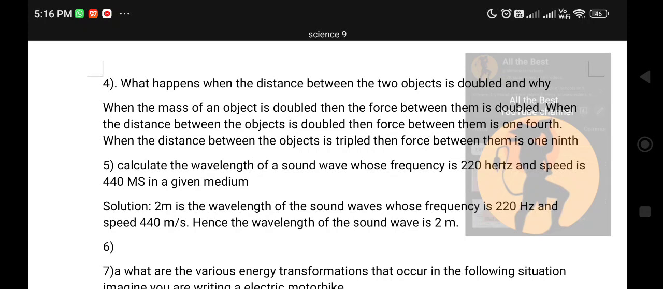Calculate the wavelength of a sound wave whose frequency is 220 Hz and speed is 440 m/s in a given medium. The solution: 2 m is the wavelength of the sound wave whose frequency is 220 Hz and speed is 440 m/s. Hence the wavelength of the sound is 2 m.